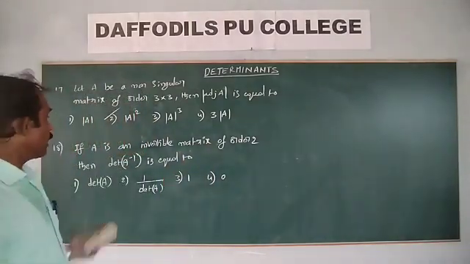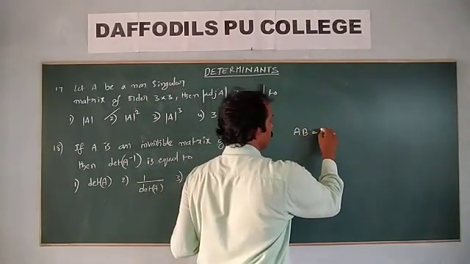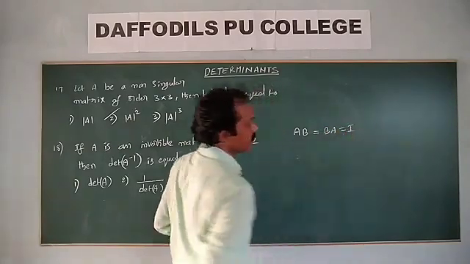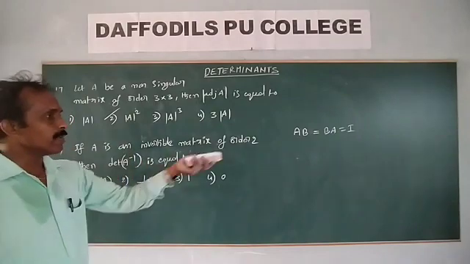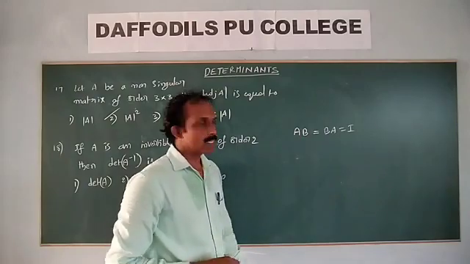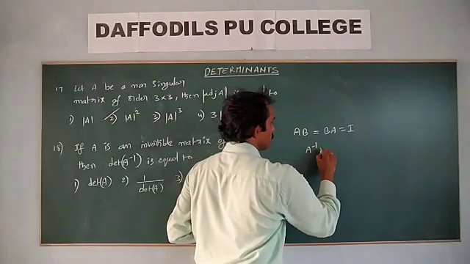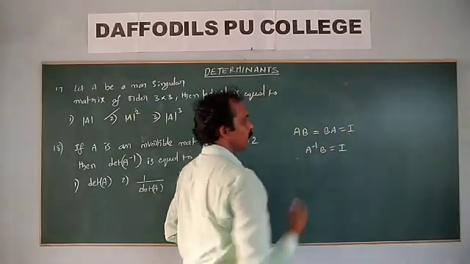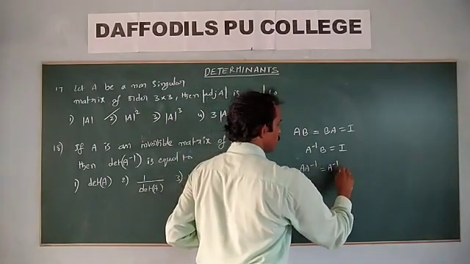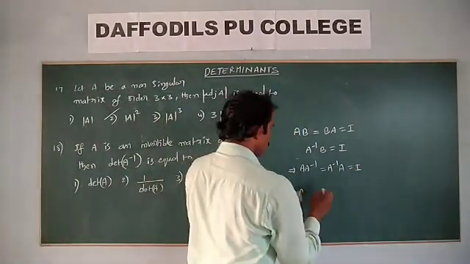A is an invertible matrix. I will explain this one. If AB is equal to BA is equal to I, then A is called an invertible matrix and B is the inverse of A. That implies A into A inverse is equal to A inverse into A is equal to I. So suppose we take this one.